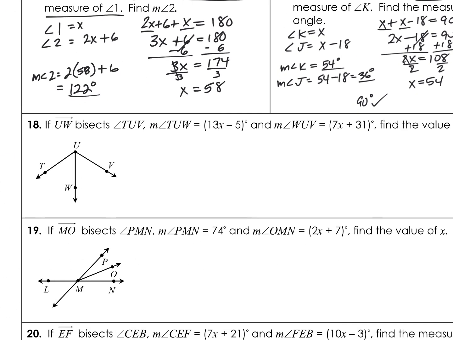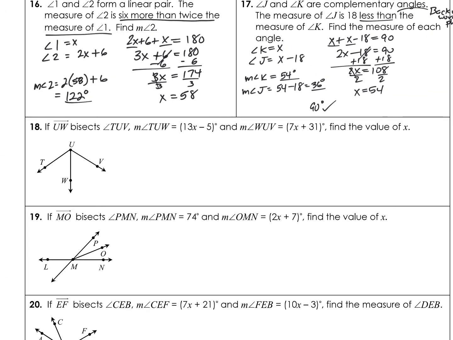Number 18, if UW bisects TUV, that means these two angles are congruent if they bisect. The measure of angle TUW is 13x minus 5, and the measure of angle WUV is 7x plus 31. Find the value of x. So since it bisected the base angle, we knew that those were congruent. So we can say 13x minus 5 is equal to 7x plus 31.